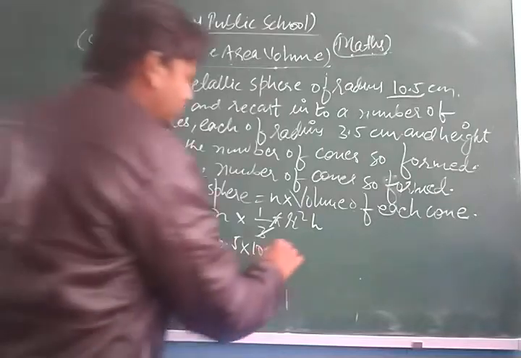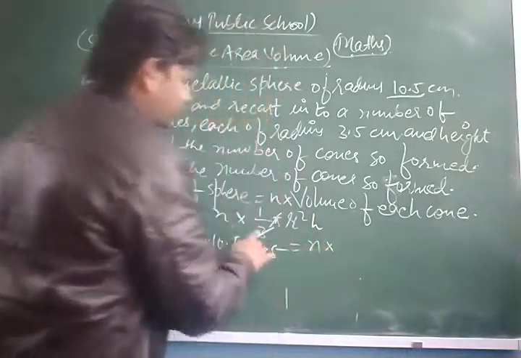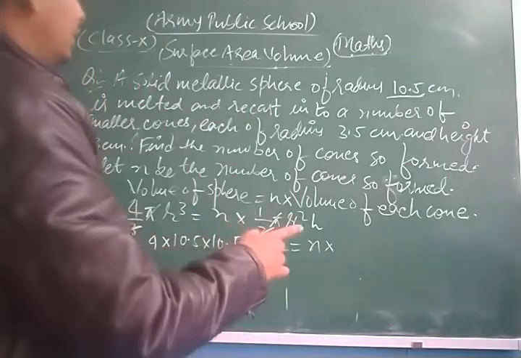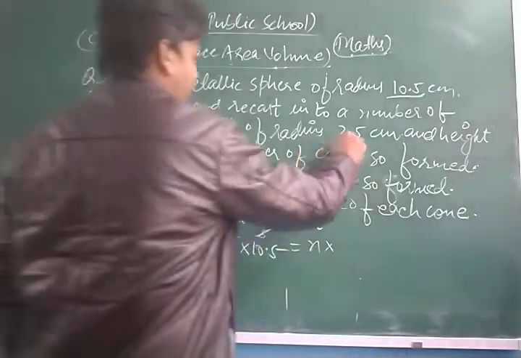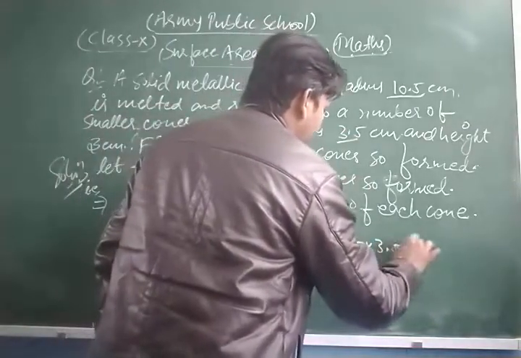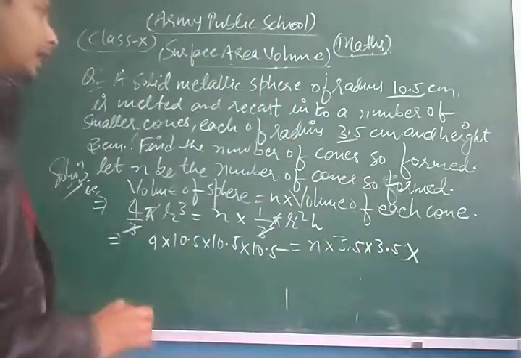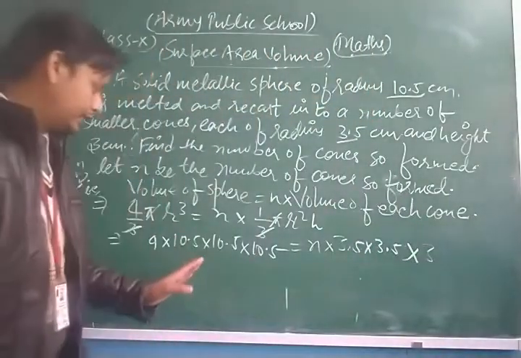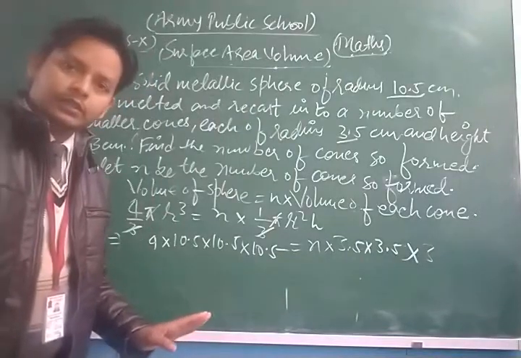This is equal to n into r dash square into h. r dash is the radius of each cone, 3.5, so 3.5 into 3.5 into h. The height of the cone is 3 centimeter, so here we put 3. Now we simplify that relation.